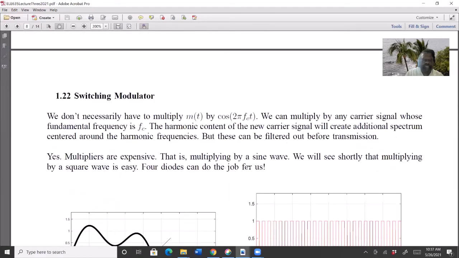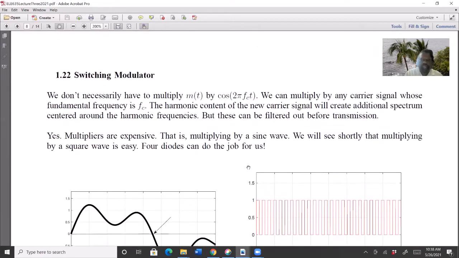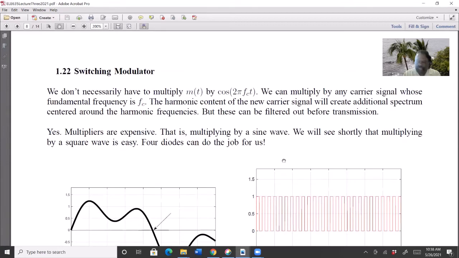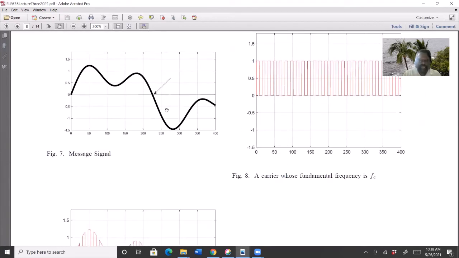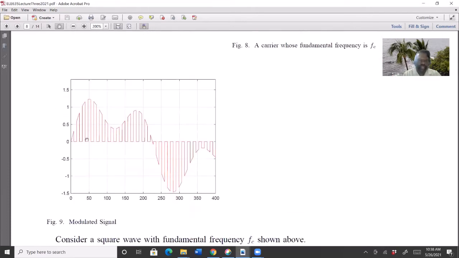And that modulator is called the switching modulator. Okay, so basically, instead of multiplying the message by a cosine wave, we are going to multiply it by a square wave. So the resulting signal is going to look like this.